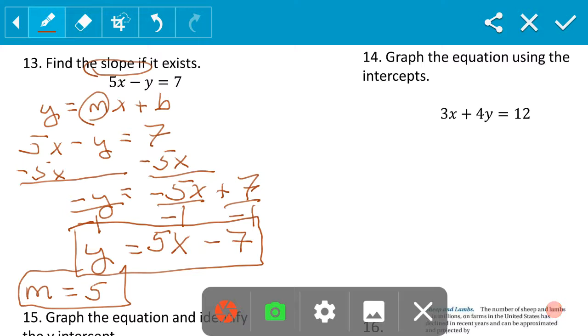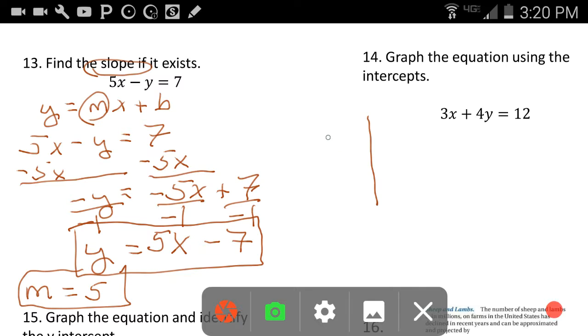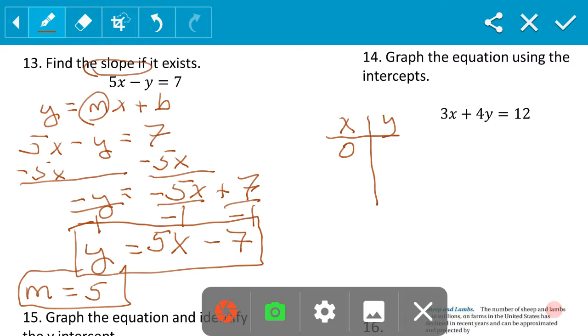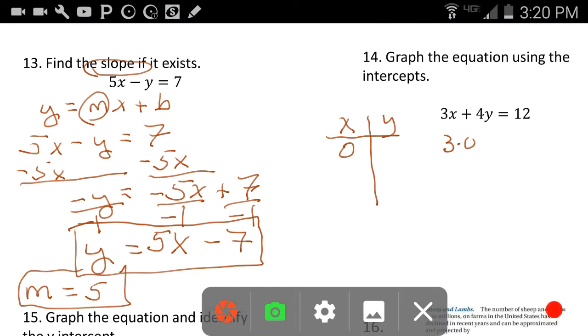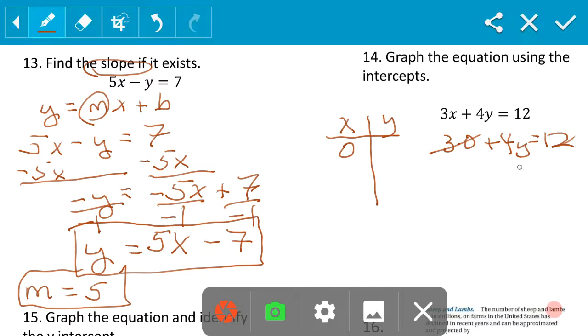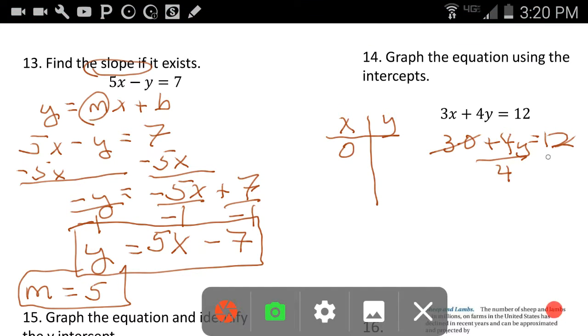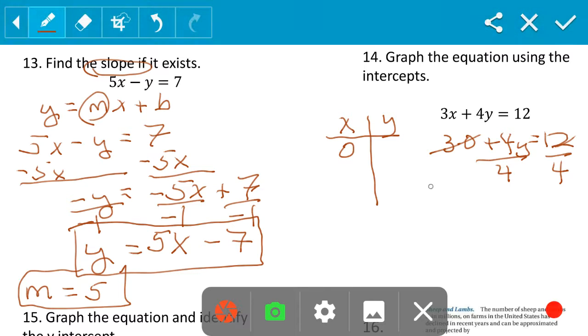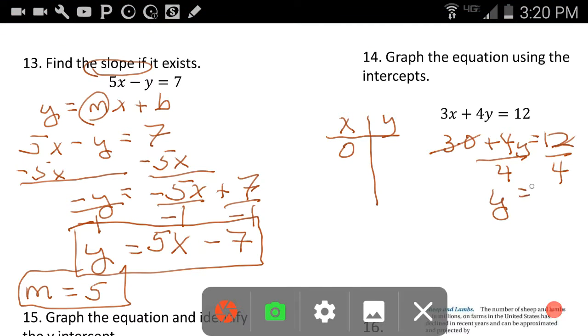Okay, in number 14, we are to graph the equation using the intercepts. And so what that means is, let's draw a little table of x and y. When x equals 0, what does y equal? Well, 3 times 0 is 0, plus 4y equals 12. So we divide both sides by 4, and we see that y equals 3.